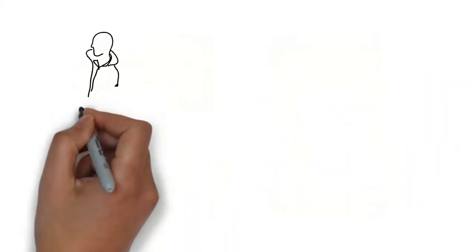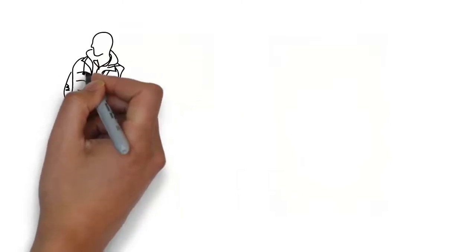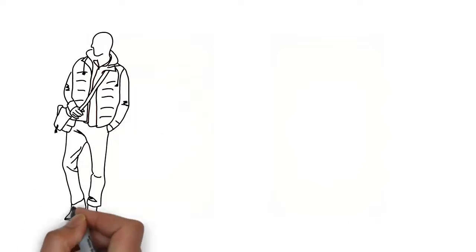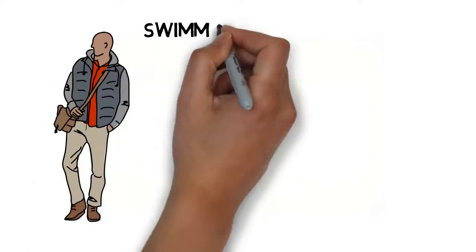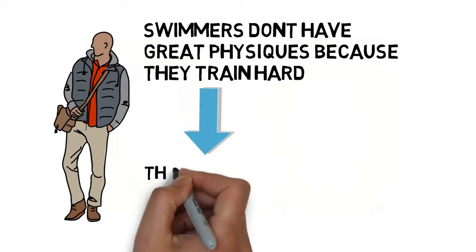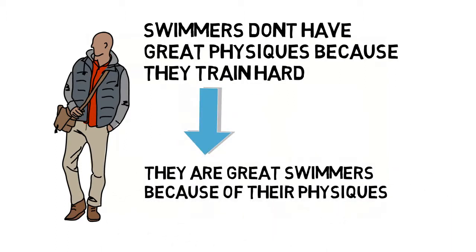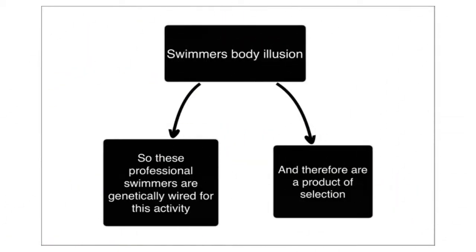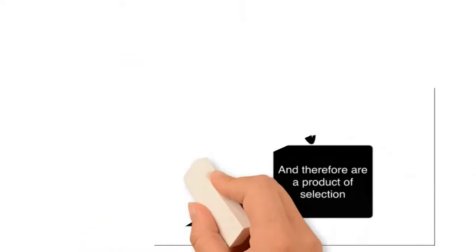So what is it? The concept is based on a person that signs up to his local gym in his pursuit to get the swimmer's body. After some grueling sessions, he realized that professional swimmers don't have great physiques because they train hard. They are great swimmers because of their physiques. So these professional swimmers are genetically wired for this activity and therefore are a product of selection. This context is crucial in understanding this concept.